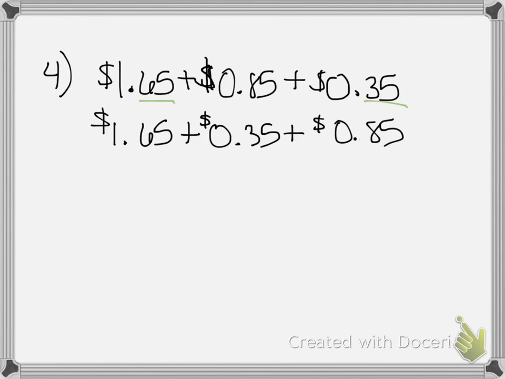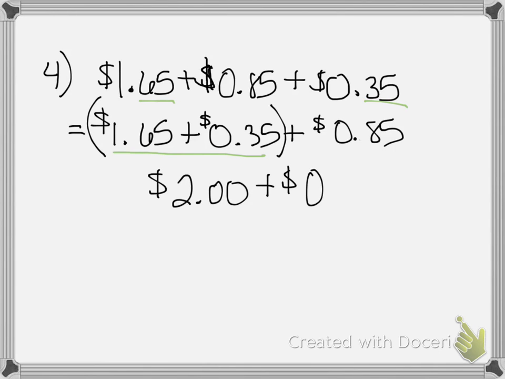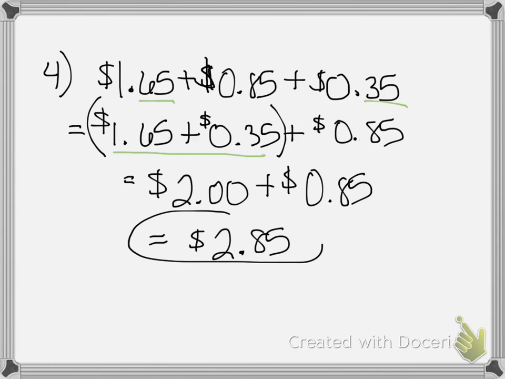So now I have my $1.65 and my 35 cents beside each other. And so now I'm going to group those together so that I solve that addition part first. So $1.65 plus 35 cents comes out to $2. And then we can add in our 85 cents and we get $2.85 as our total.